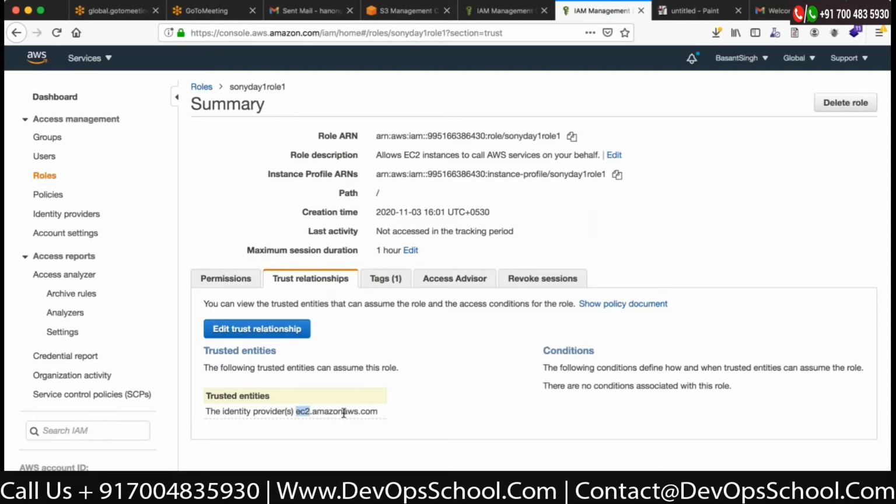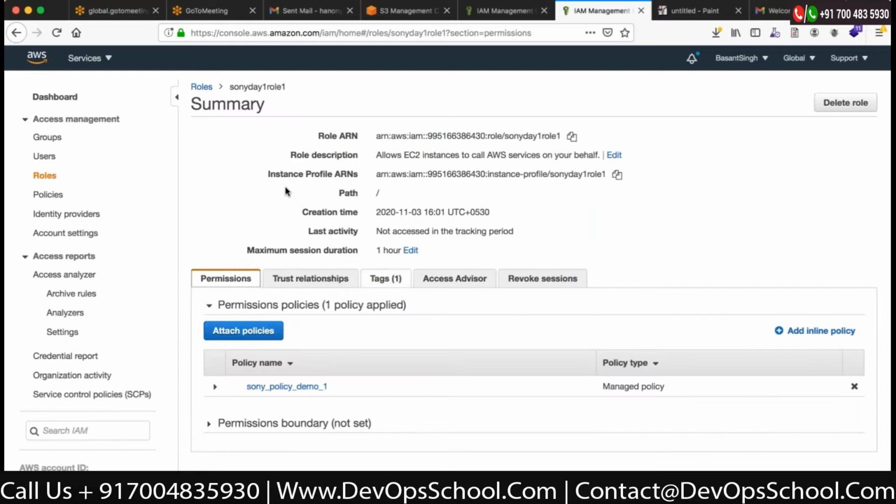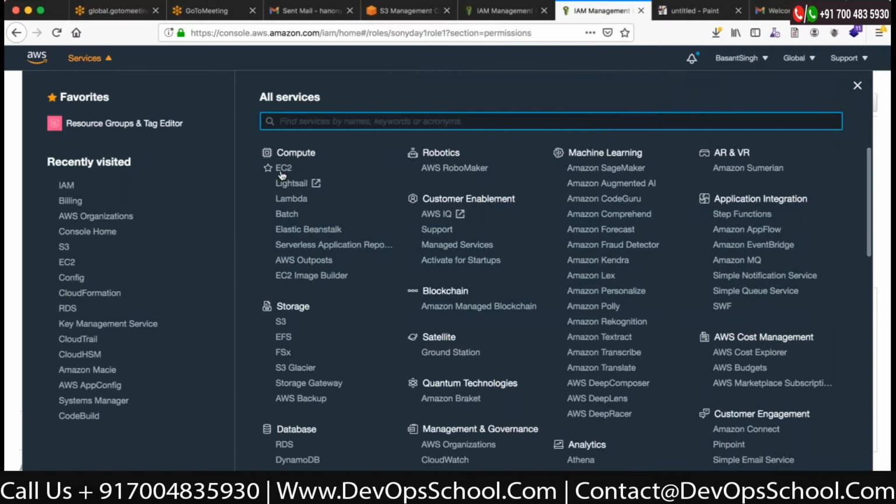This trust relationship says that this particular role can be assumed by EC2. That means if this role is attached to EC2, EC2 will be able to communicate with all the services which you see over here.